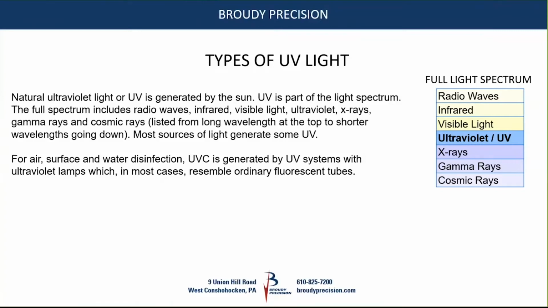And most sources of light generate some UV. Okay, for air, surface, and water disinfection, the UVC is a particular form of UV light, and it's generated by UV systems with ultraviolet lamps, which in most cases look like ordinary fluorescent tubes.